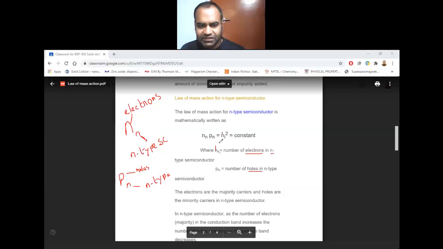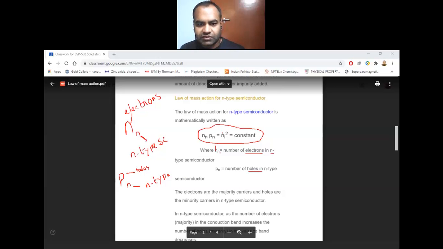Okay, three n's. There is another n here, but this n stands for intrinsic carrier concentration. Intrinsic carrier concentration means how many charge carriers will be there if the semiconductor was intrinsic. Intrinsic means not doped. It is neither n-type nor p-type, but it is a pure semiconductor. And what will be the concentration of carriers in that case? Okay, so this is the law of mass action for n-type semiconductors.